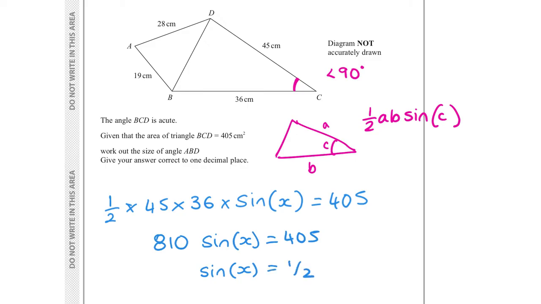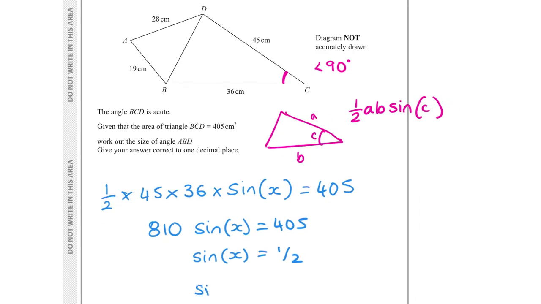How do I find X? Shift sine. So sine minus 1 of a half is going to give me my angle, which is 30 degrees. Now I'm just checking, is this acute? Yes. Okay, that's fine. Brilliant. We got it. It now says work out the size of the angle ABD.